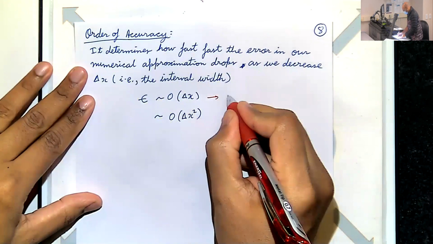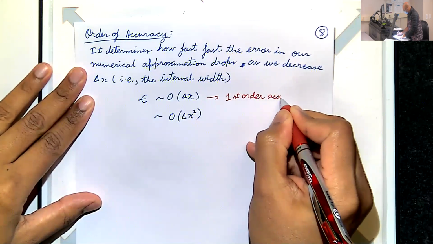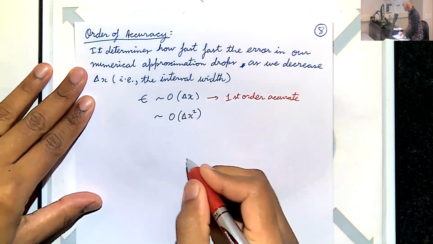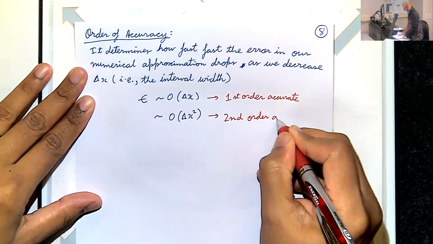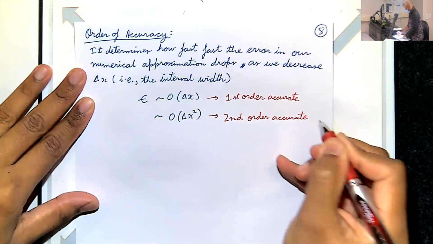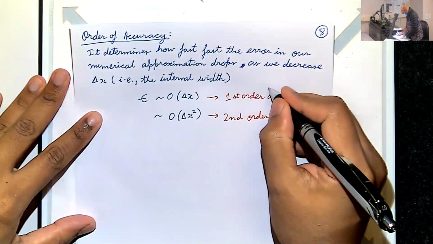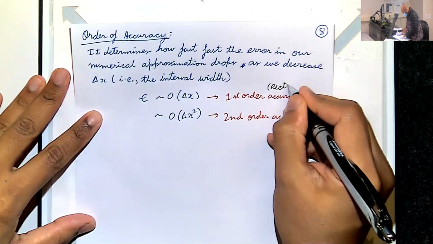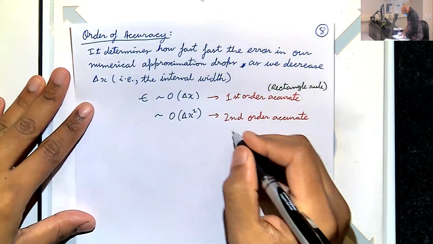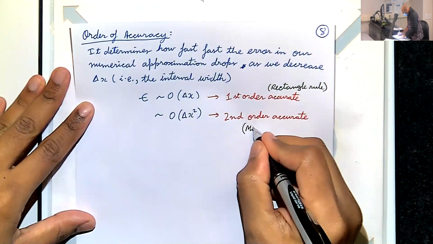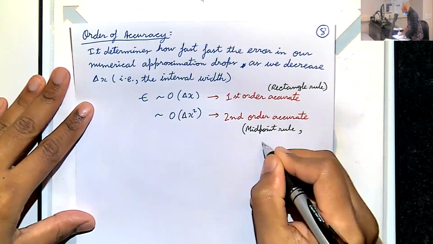The first guy is first order accurate. This second one is second order accurate. Okay, and some examples for the first one, so rectangle rule, all right? So rectangle rule falls under this. All right, okay, and I see midpoint rule falls here. So this is midpoint rule or the trapezoidal rule.